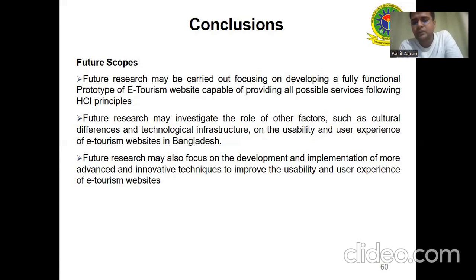Future research may be carried out focusing on developing a fully functional prototype of e-tourism websites that will be capable of providing all the possible services following the ISDA principles. In future we will investigate the role of other factors such as cultural differences and technological infrastructure on the usability and user experience of e-tourism websites in Bangladesh. Future research may also focus on developing and implementing more advanced and innovative techniques to improve the usability and user experience of e-tourism websites.